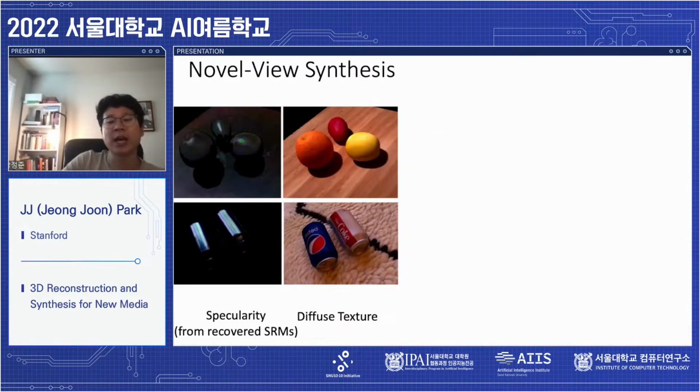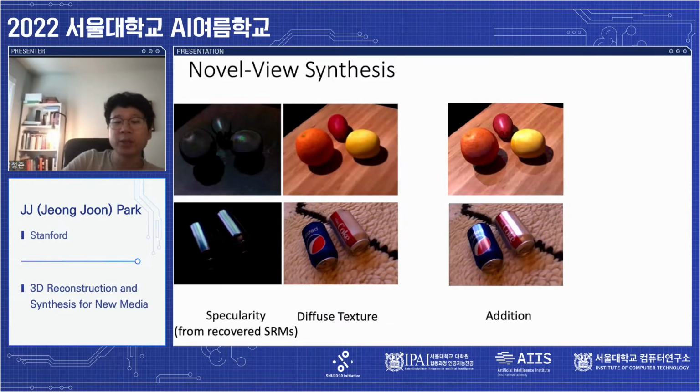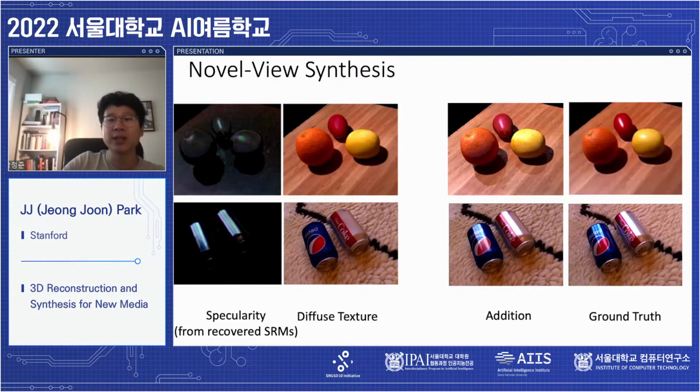So once we have recovered these SRMs, we can use them for a task called novelty synthesis, which is predicting the appearance from arbitrary viewpoints that are not captured in your training data. During the previous optimization stage, I showed that we could do this simple addition to model novel viewpoints. However, you can see that this simple addition does not look very photorealistic because the textures and the highlights are not as sharp as the ground truth.